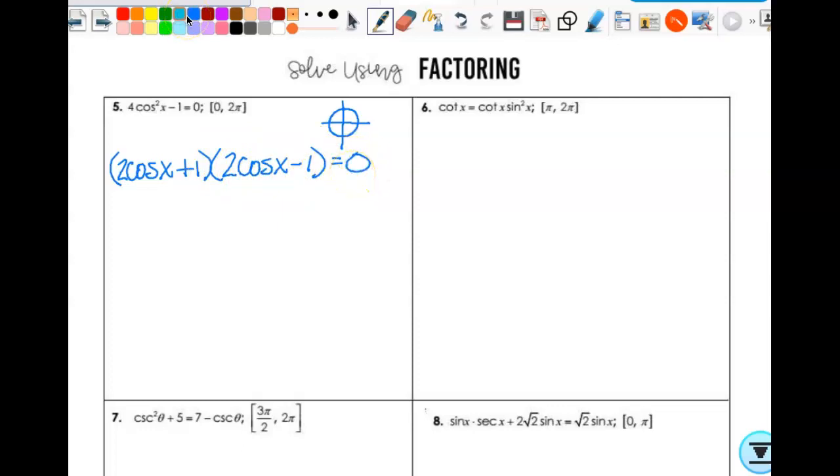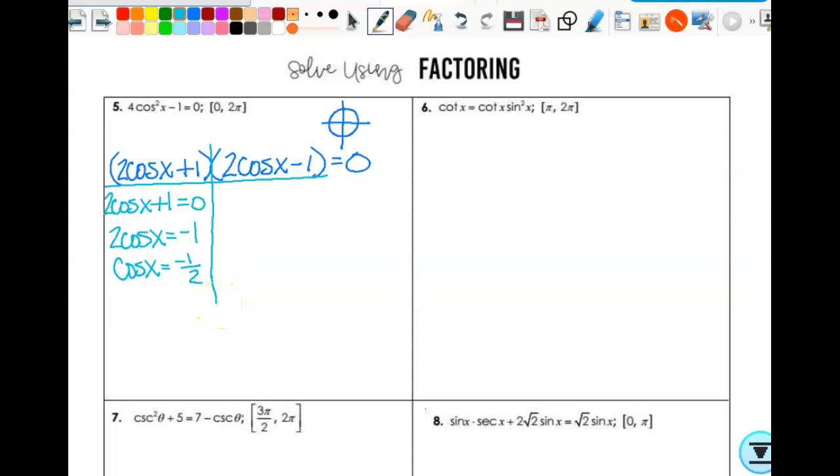So we actually could have solved this one like we did number 4. But if you don't know how to take the square roots of the fractions and what to do with that, and you don't put plus or minus, you're going to get them all wrong. So it's really safer to factor when you can factor. So now that I have this, to solve these, I set each one of these equal to 0. 2 cosine of x plus 1 equals 0. So that means that 2 cosine of x equals negative 1, and cosine of x equals negative 1/2.